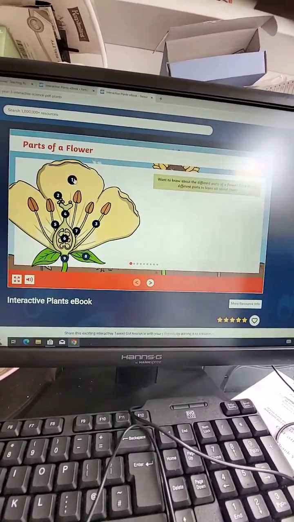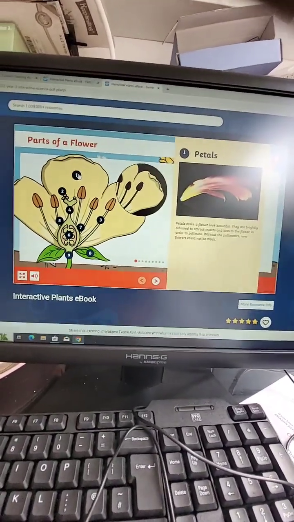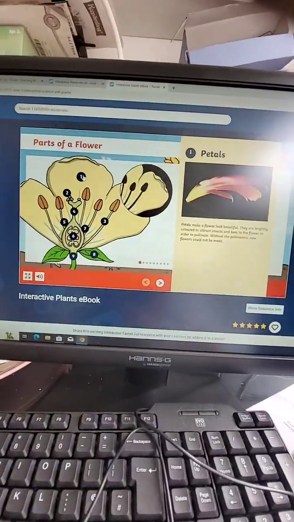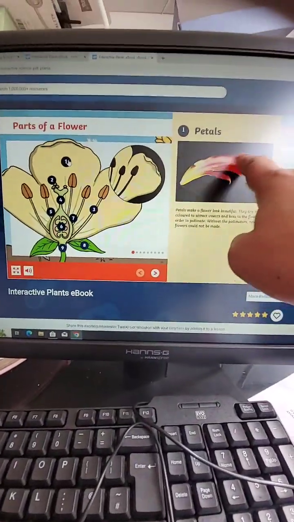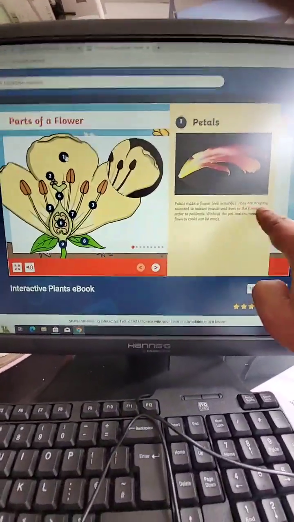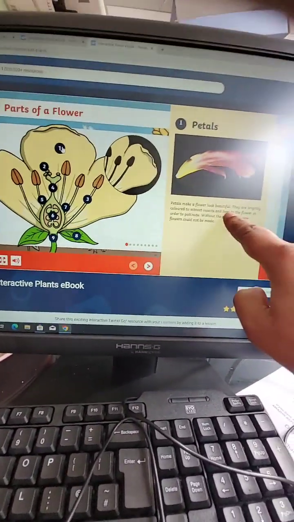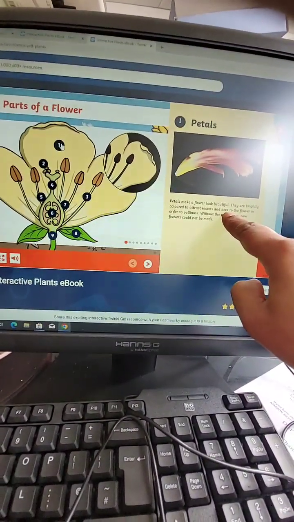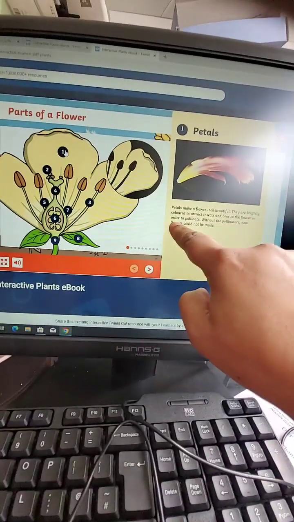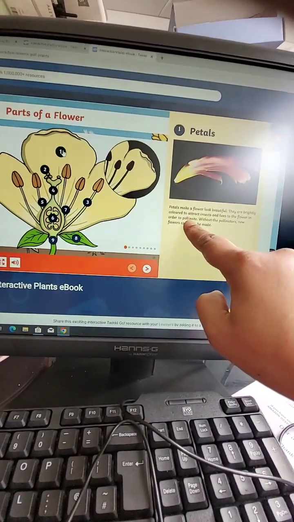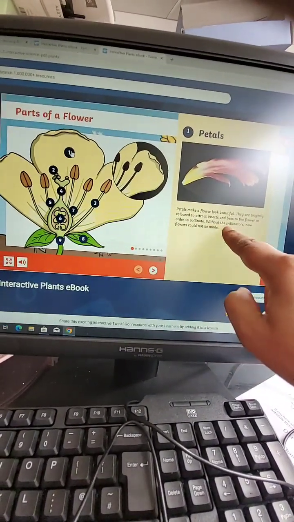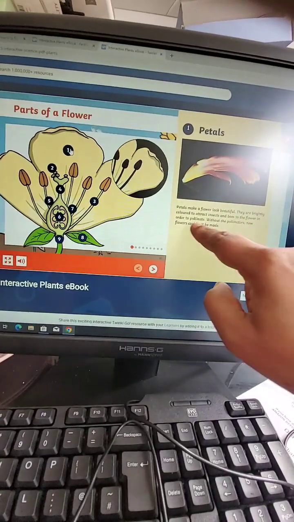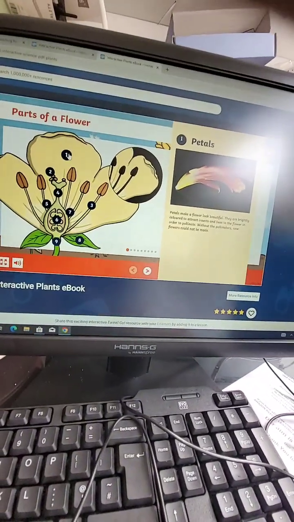Okay, Jasmine. So number one, tell me what is this? Petals make a flower look beautiful. Okay, that is very beautiful. See, these petals are brightly colored to attract insects and bees to the flower in order to pollinate. Pollinate, yes. And without pollinators, new flowers could not be made.